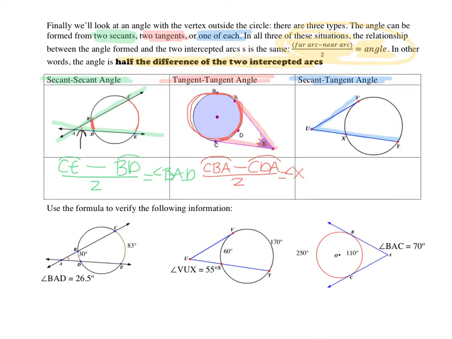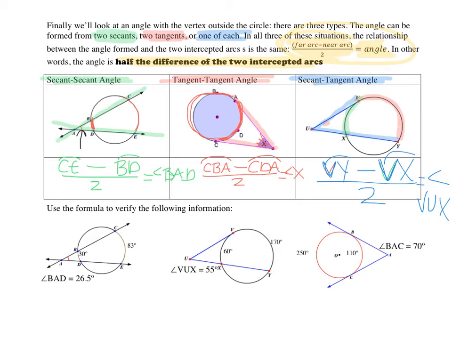All right, the final one, where we have a combination of a secant and a tangent. The far arc in this case is going to be out here. Let's try a different color there. Out here, because again, we're in reference to this angle here, angle VUX. So the far arc being arc VY. Subtract the near arc, which is VX. We divide that by 2, and we get our angle, which in this case is angle VUX. So again, the general formula is just far arc minus near arc divided by 2, and we get the angle measure.